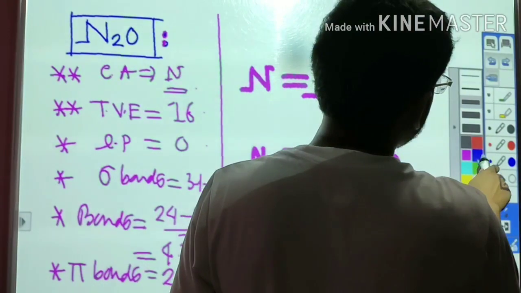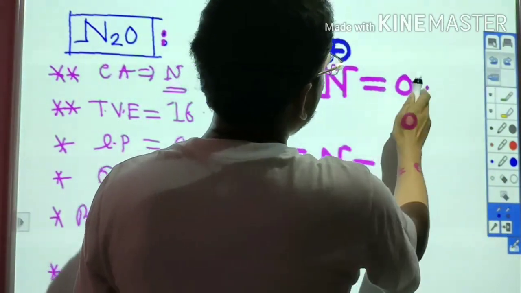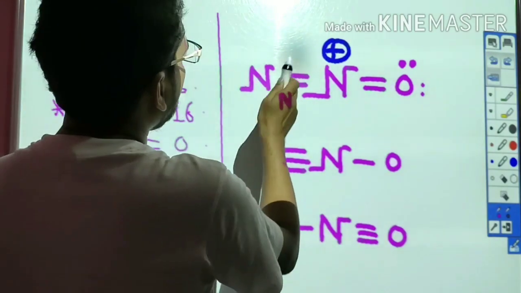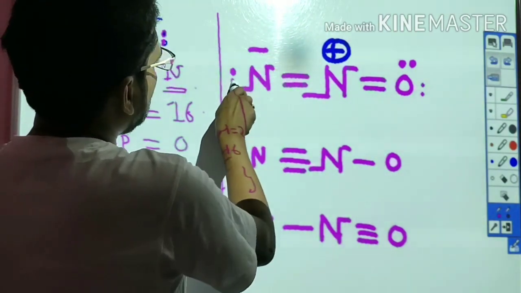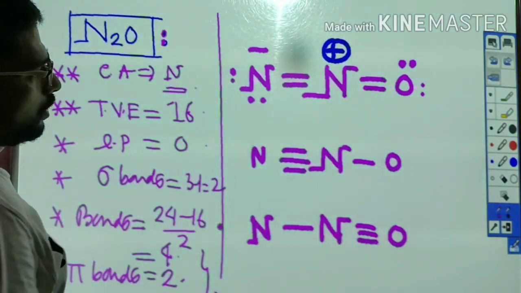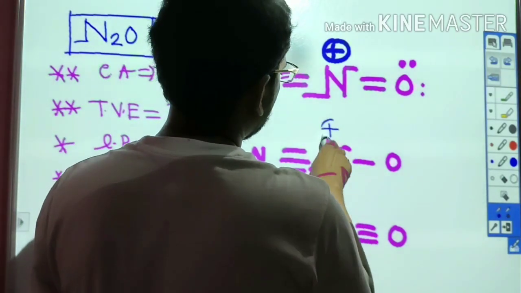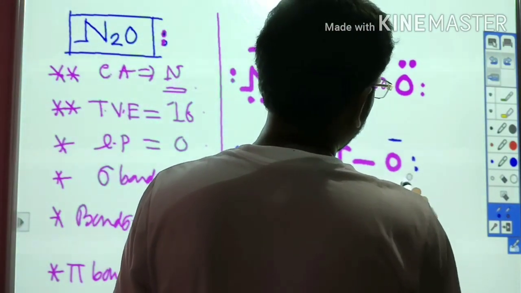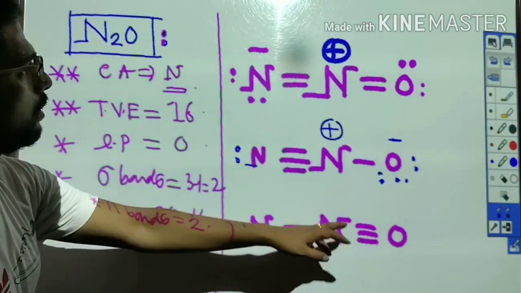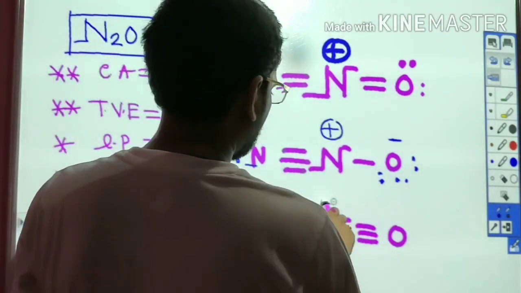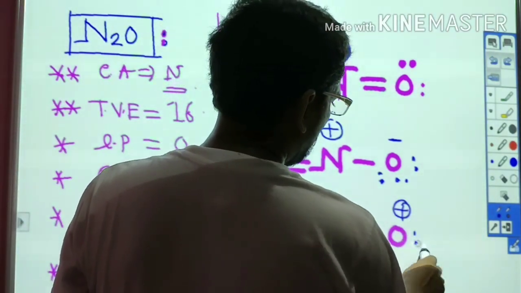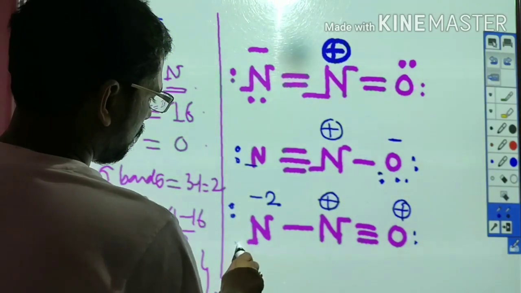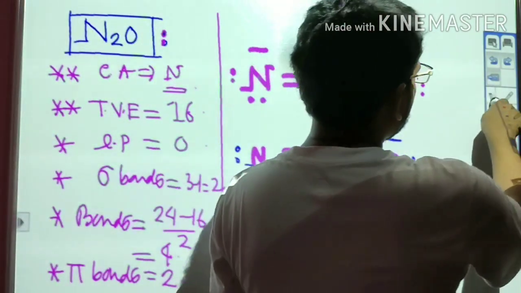Okay, let me put the formal charge here. Formal charge here will be plus. Here, no formal charge. How many electrons? 1 2 3 4. Here formal charge minus. How many electrons? 2 4. Here formal charge positive, here no formal charge, here formal charge minus. So 2 4 6. Here oxygen carries positive, so 2. Here nitrogen minus 2. So 2 4 6. These are the three possibilities.